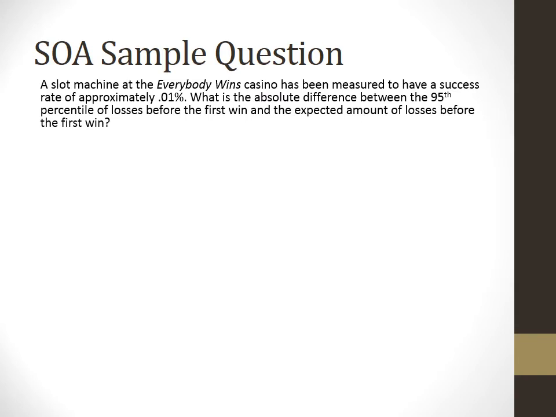Take a jab at this one, try and work it out on your own, but I'm going to begin the answer right now. The first thing we want to know is the probability of losing. It's the complement of the probability of winning, which is going to be 0.9999. Now the percentile. Think of it as a cumulative distribution. It's some value where everything less than or equal to that value is going to be 95%.